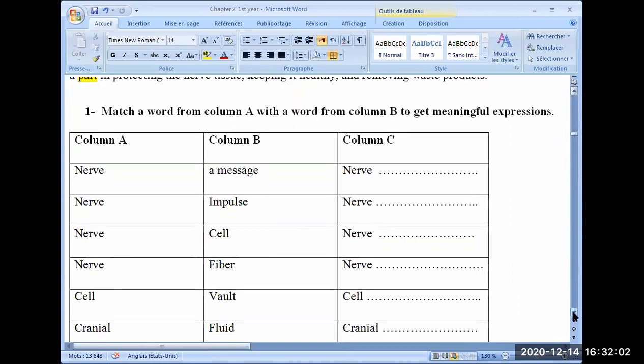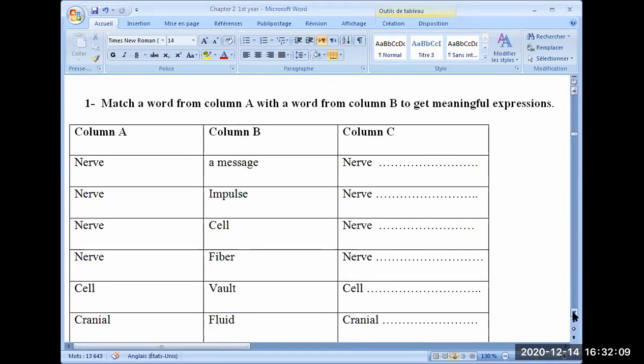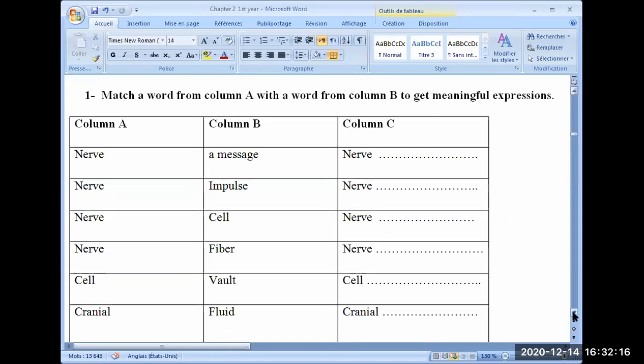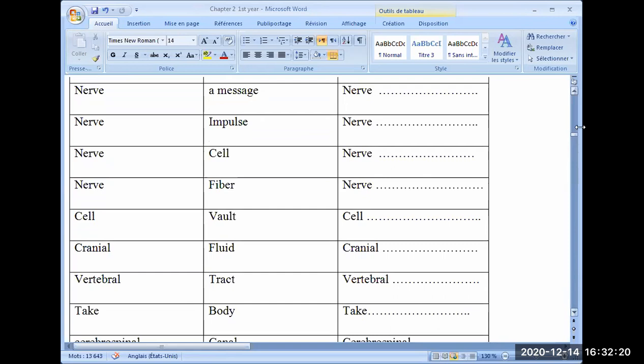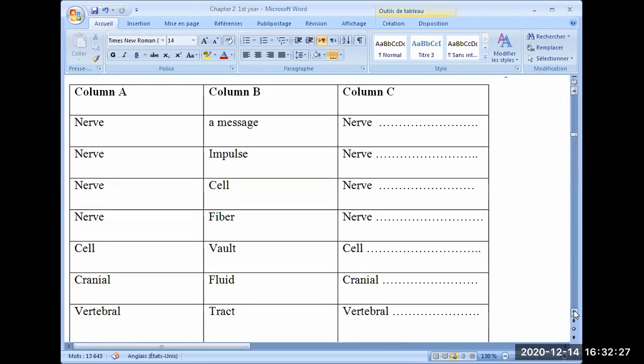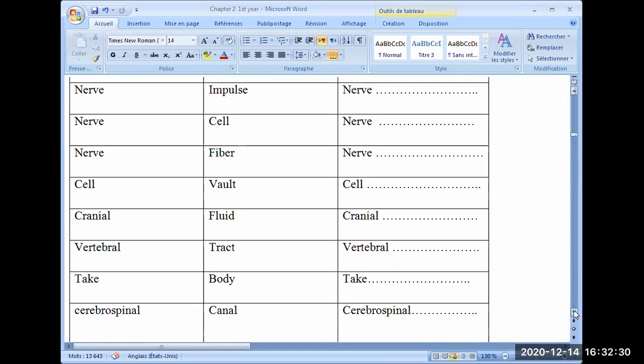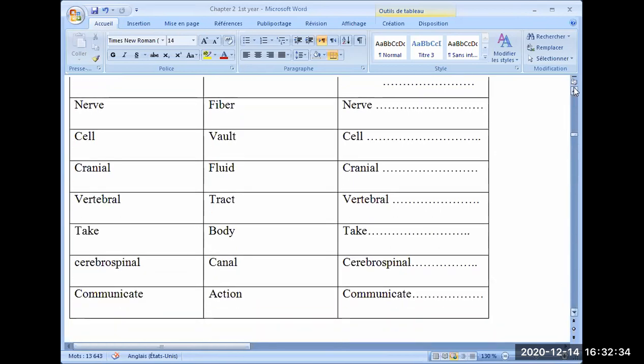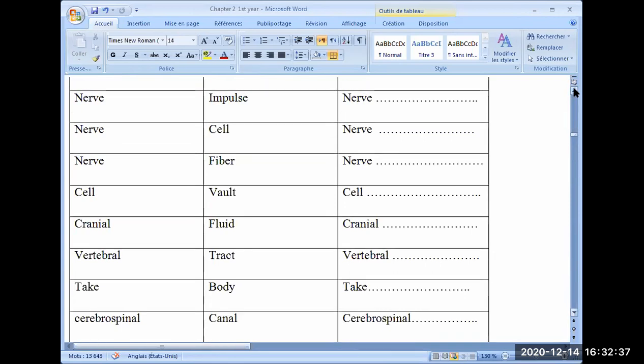So we have the word nerve repeated three times. Nerve what? Nerve cell. Another word associated with nerve: nerve impulse. Good. Nerve cell, nerve impulse, nerve fiber. Nerve what? Nerve tract. Yes, these are the words we learned: nerve cell, nerve fiber, nerve impulse, and nerve tract. A nerve tract is a group of nerves.